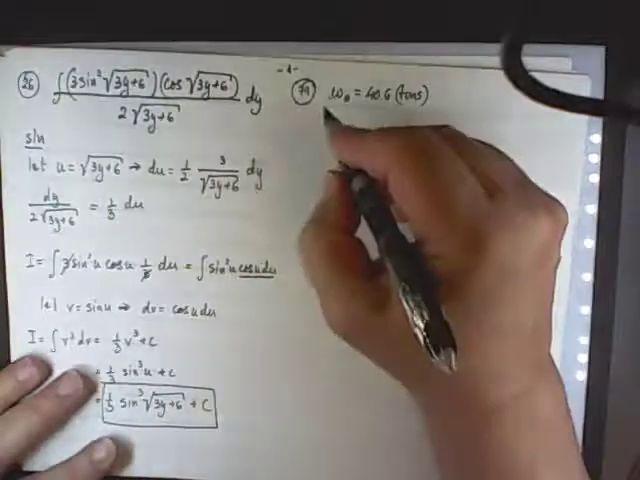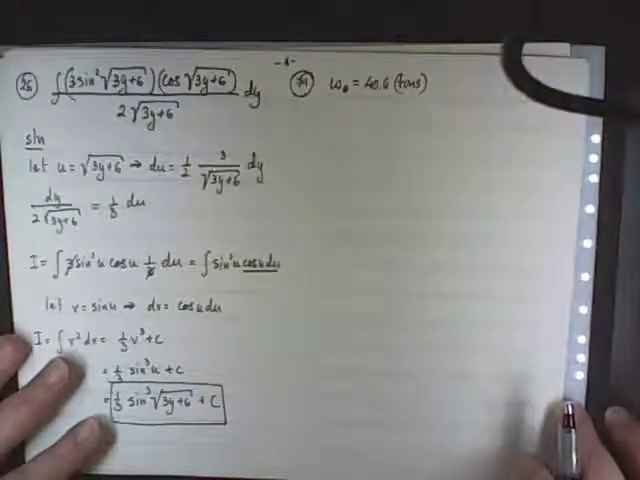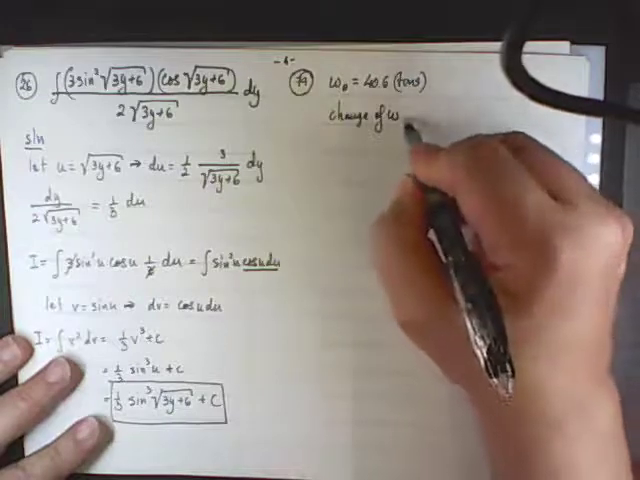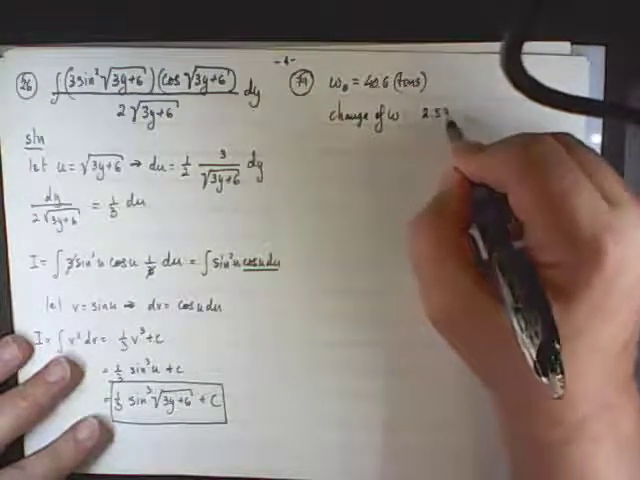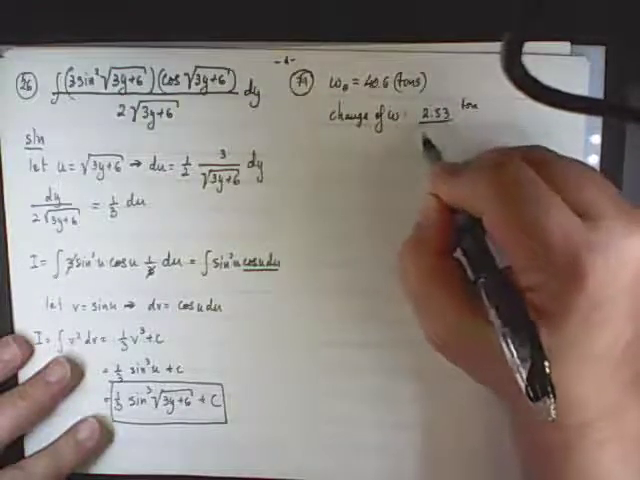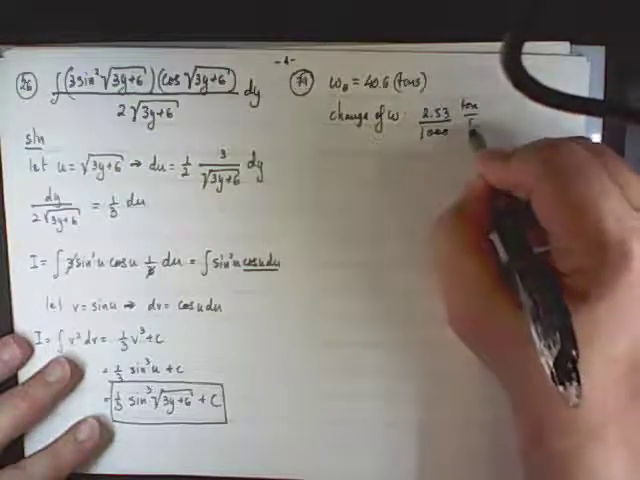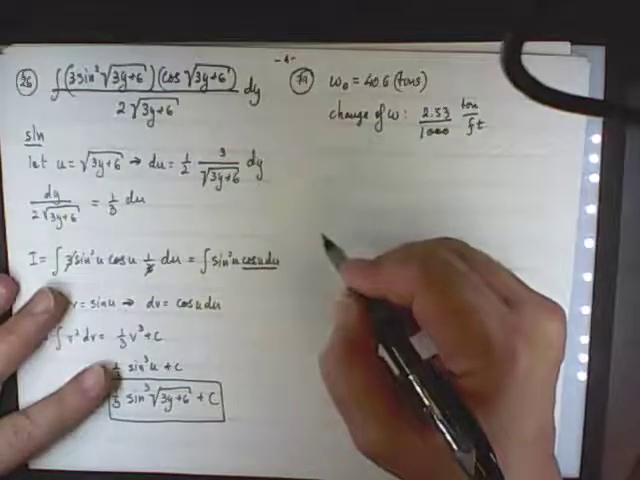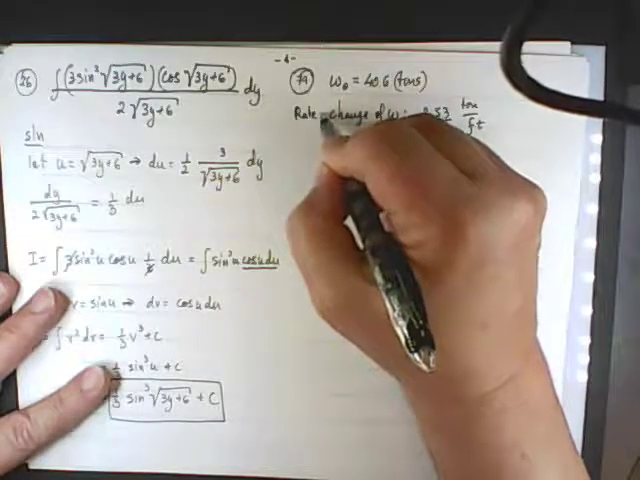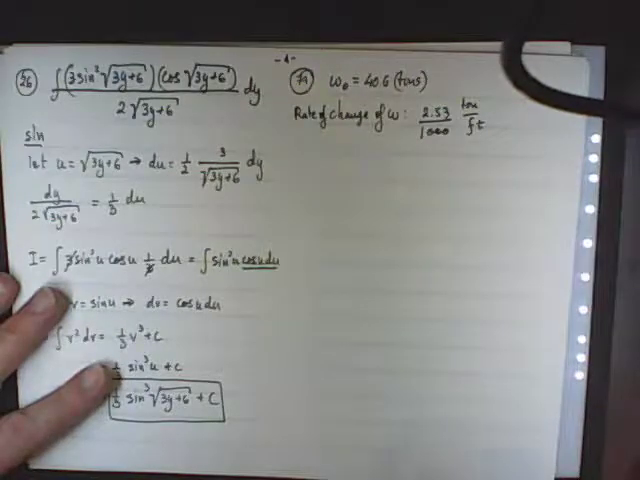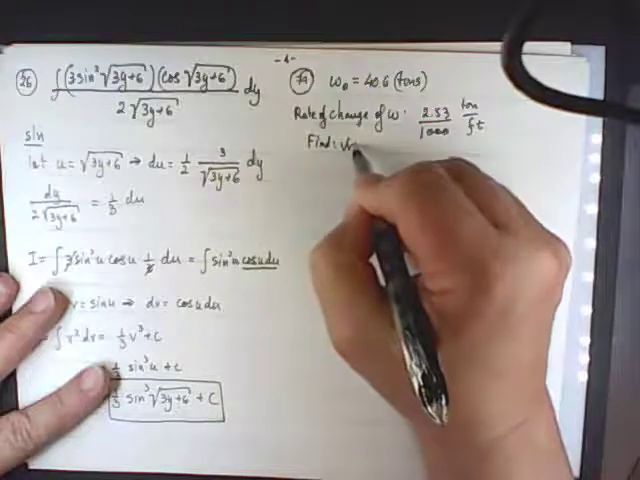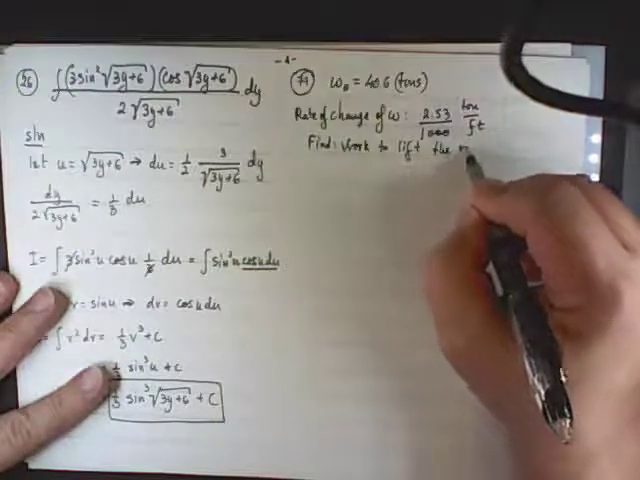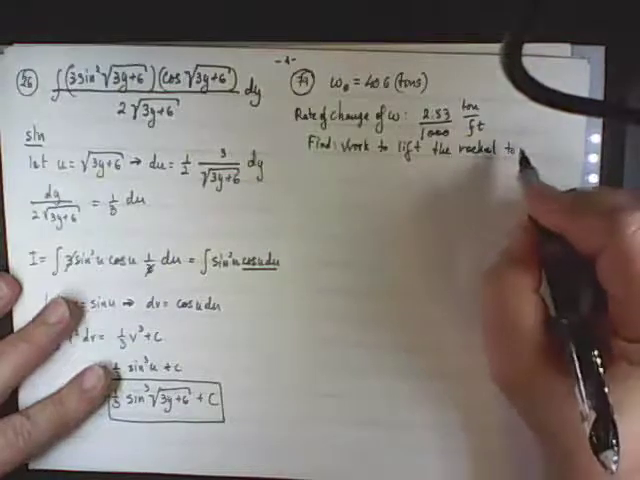Okay, so the rate of change of W is 2.53 tons divided by 1,000 feet. So this will be a rate of change of weight, and we need to find the work to lift the rocket to 10,000 feet.